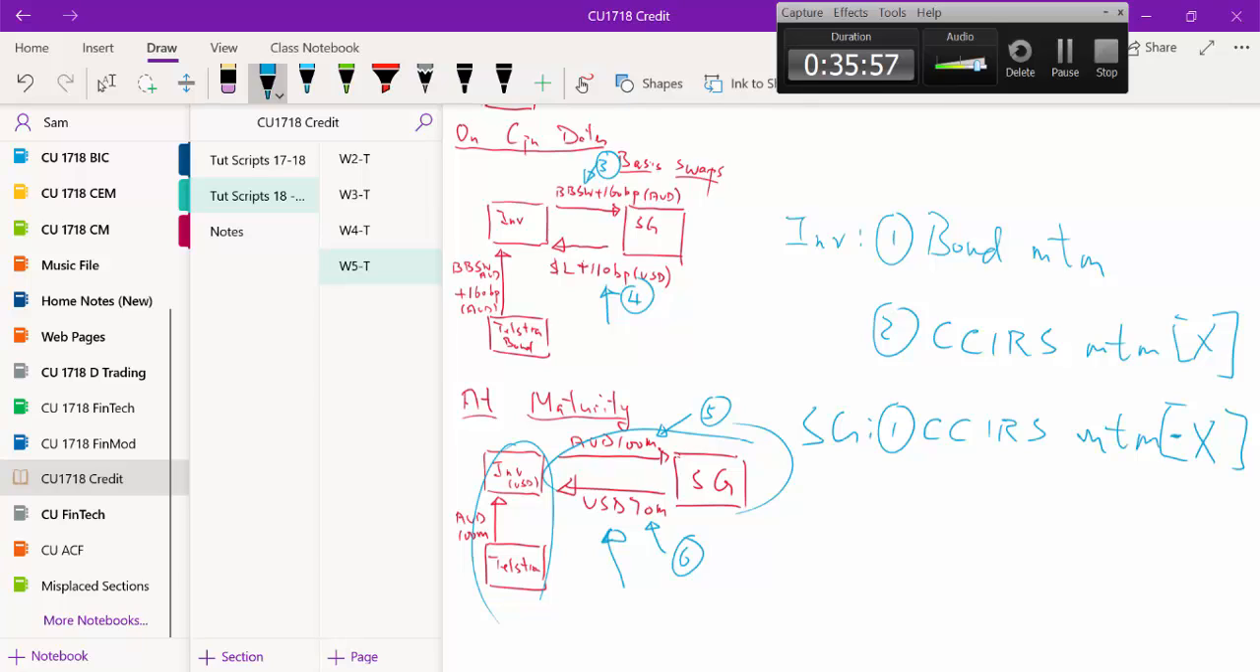So the CCIRS, in theory, can go on. It can continue. But most likely, if you are the investor, you just want to get out of everything. Sell the bond. The bond might be worth, like 40 cents or whatever. So you're going to lose 60 cents.